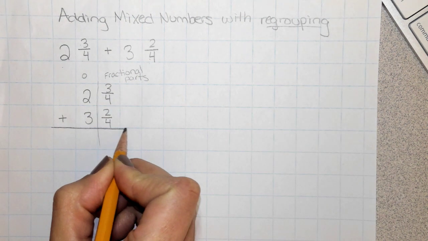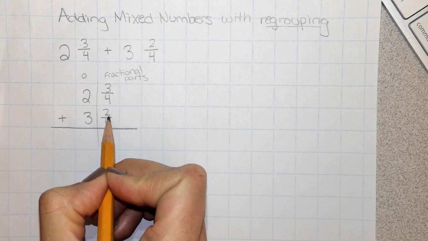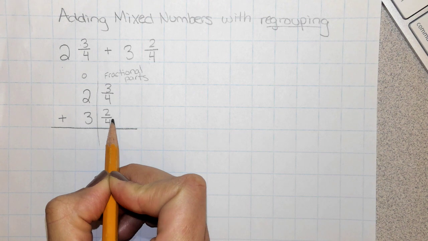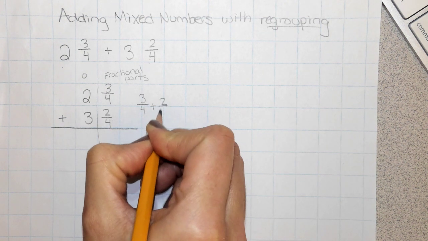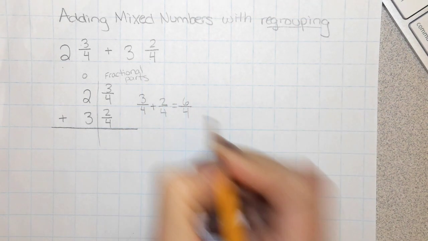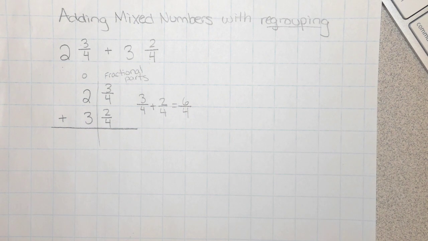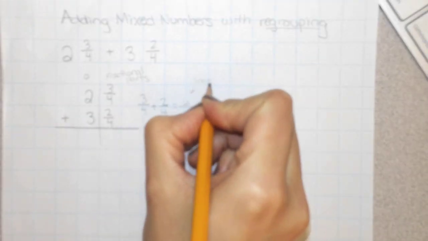I'm going to start with the fractions first when I'm adding. So I need to add 3/4 plus 2/4, which equals 6/4. Now 6/4 is an improper fraction, so it is greater than 1 whole.